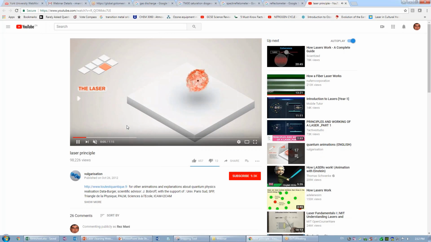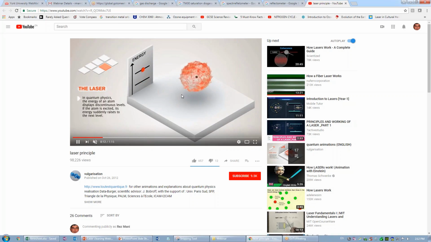So I'm just muting it, explaining it to you. So you can see an atom here. There's the nucleus of the atom, and these are the electrons that are going around there. And this atom could get excited.